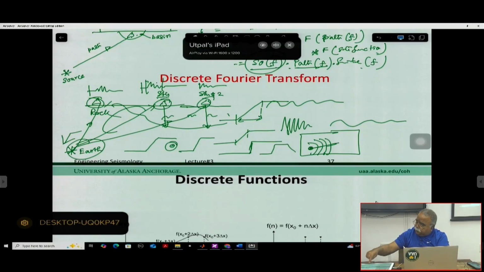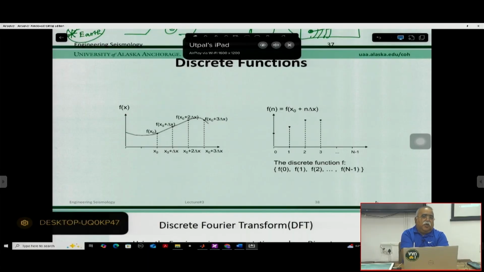Everybody is trying to do that because our main interest is to understand what is underneath that particular site, and for that we calculate the 1D velocity structure from the recorded signal. Yes, that is what we always do.